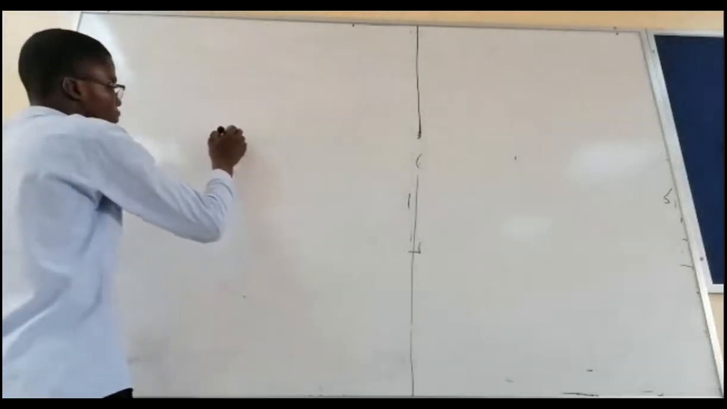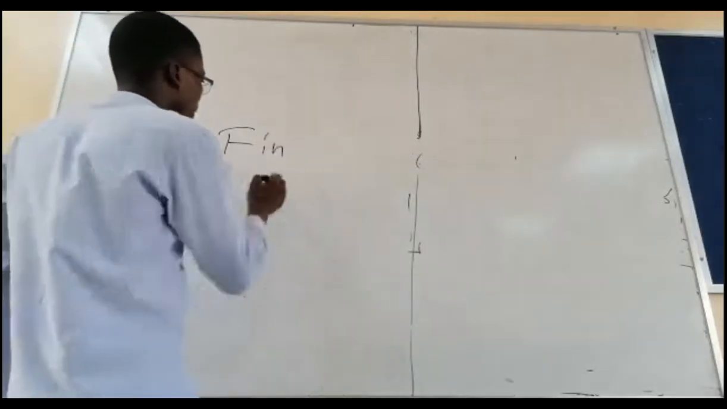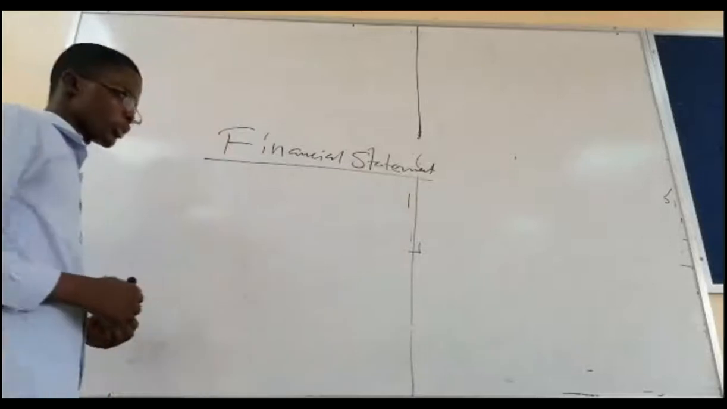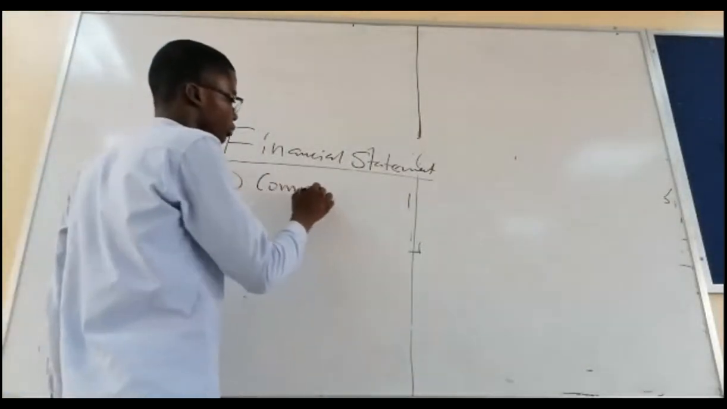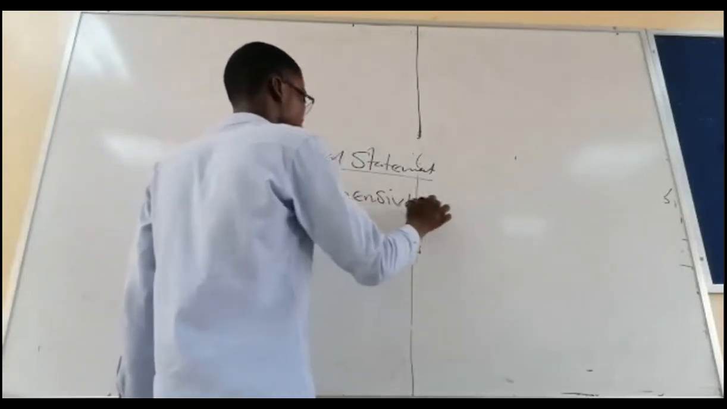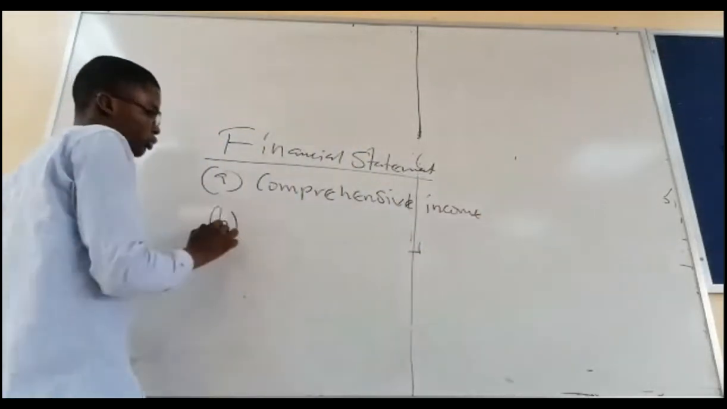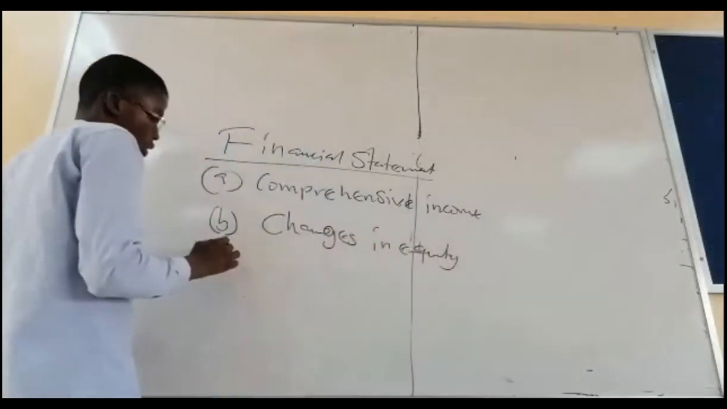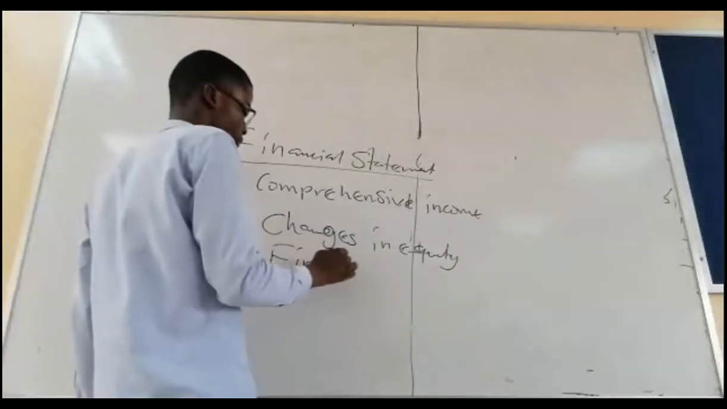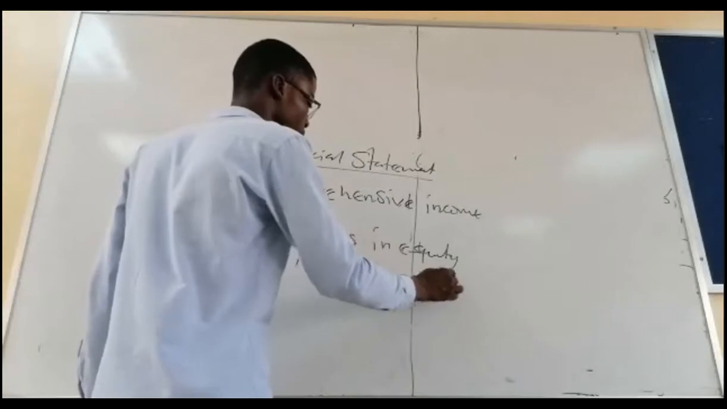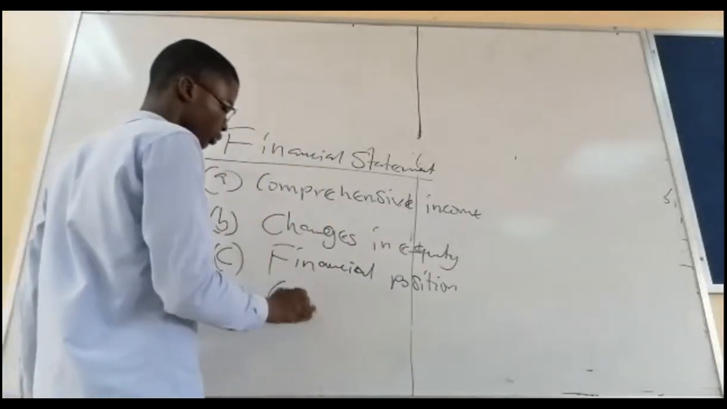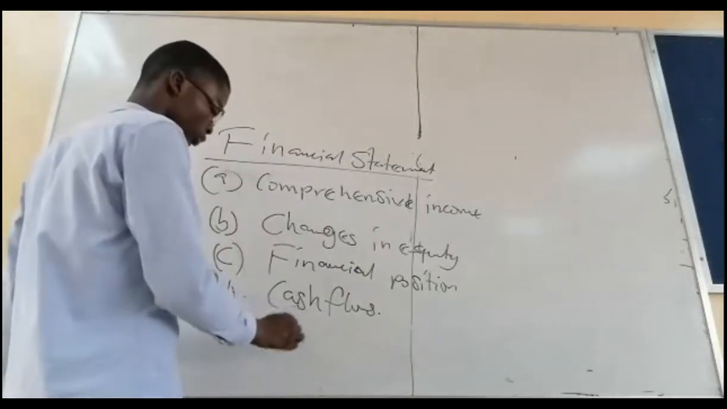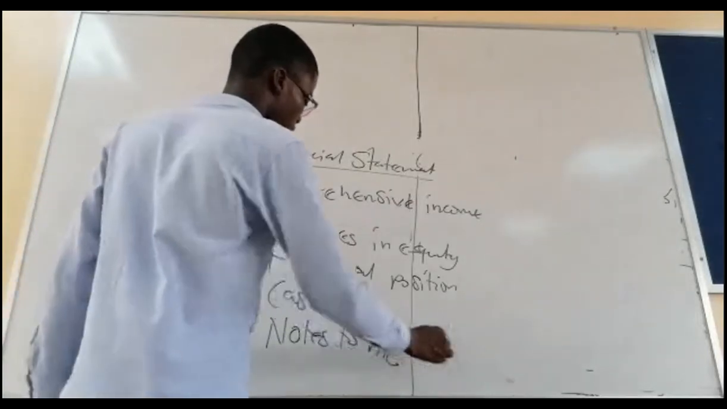So first, final account or the financial statement comprise of the financial statement preparation. There are 5 financial statements that we should know how to prepare. Number 1, comprehensive income. Number 2, changes in equity. Number 3, financial position. Then 4, cash flow. Then number 5, yes, the note to account. For the purpose of your examination, these are the workings.